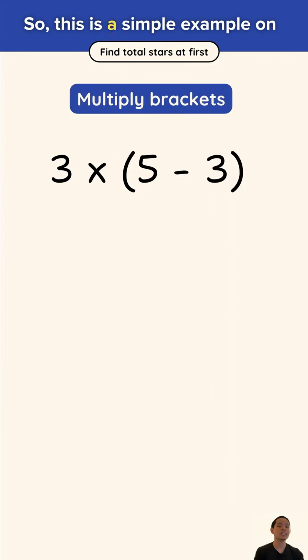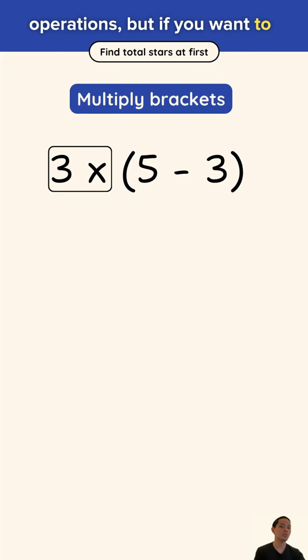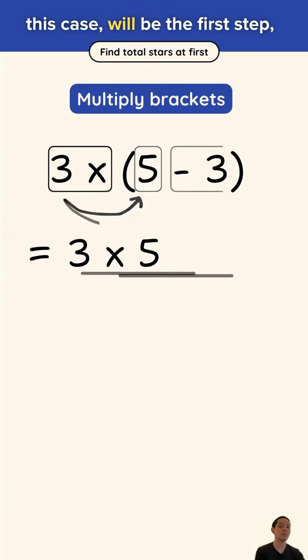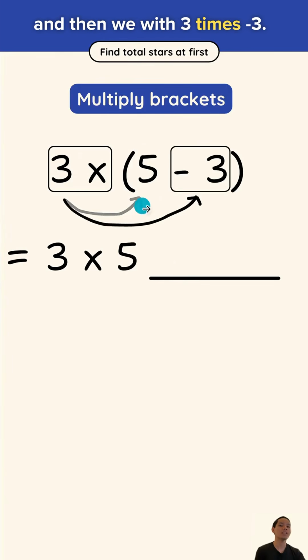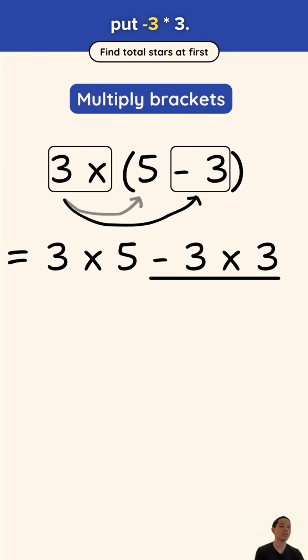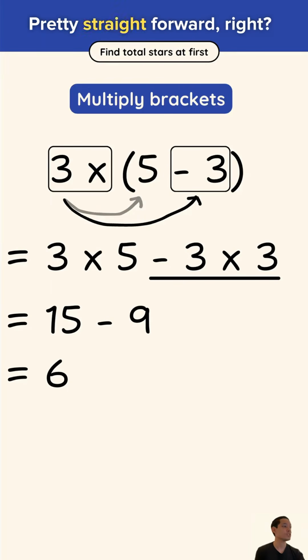So this is a simple example of how we do this thing called multiplying brackets. Over here, I think you might say, oh, it's order of operations. Yes, you can do order of operations, but if you were to do the multiplication with brackets, it is like this, where you have 3 times 5 first, which in this case will be the first step, and then we have 3 times minus 3. So in this sense, we can just put minus 3 times 3. And from here, this will give us 6. Pretty straightforward, right?